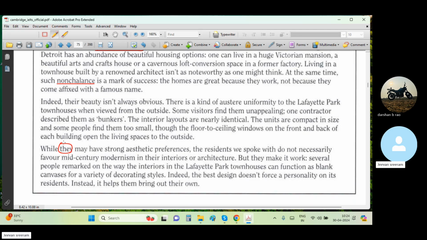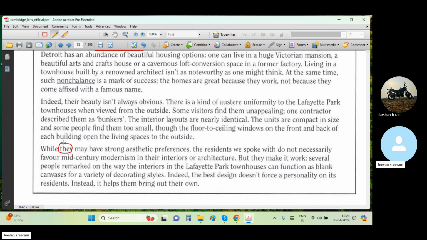And again, the quality of the best townhouses as the best residence is to bring their taste out on their own. So in the Lafayette Park townhouses case, they can modify it as per their taste, right? So it is actually bringing out their own taste. The best design can allow people to bring their own taste out. It won't force the building's characteristics onto the people. It should be modifiable, as per the residents' wish.